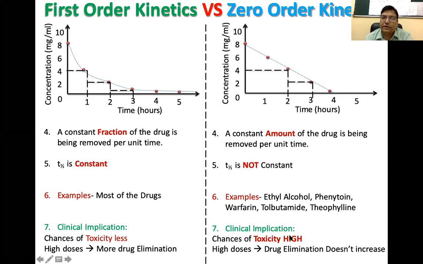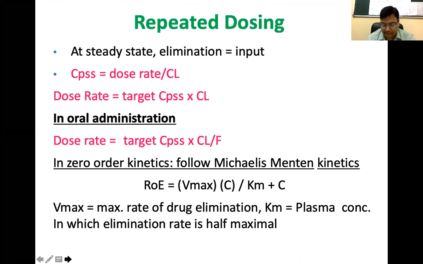But with zero order kinetics, the chances of toxicity will be higher, because when we have a high plasma concentration, the drug elimination does not increase. So more of the drug will remain in the plasma. So there are more chances of toxicity with zero order kinetics.